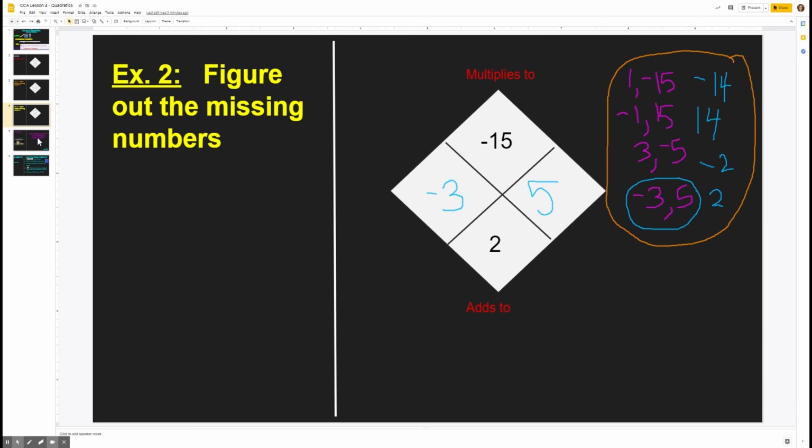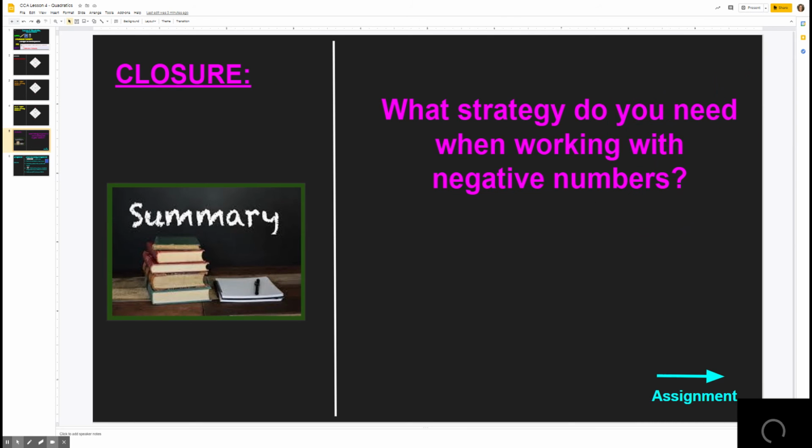All right, so here's your closure for today. So in your notebook, what strategy do you need when working with negative numbers? What are a couple of things that you need to keep in mind when you're working on these diamond problems, when you have negatives?